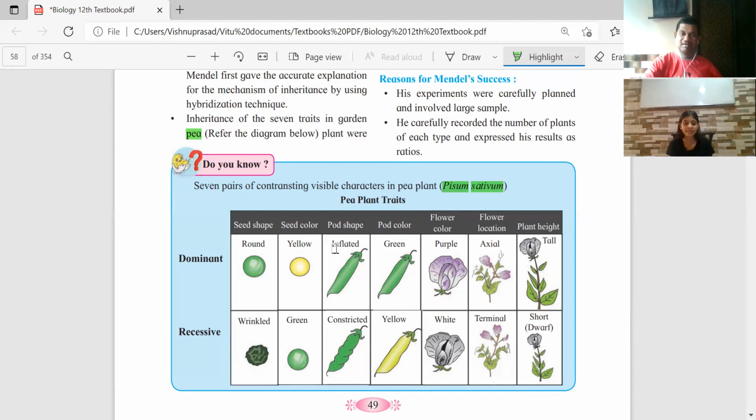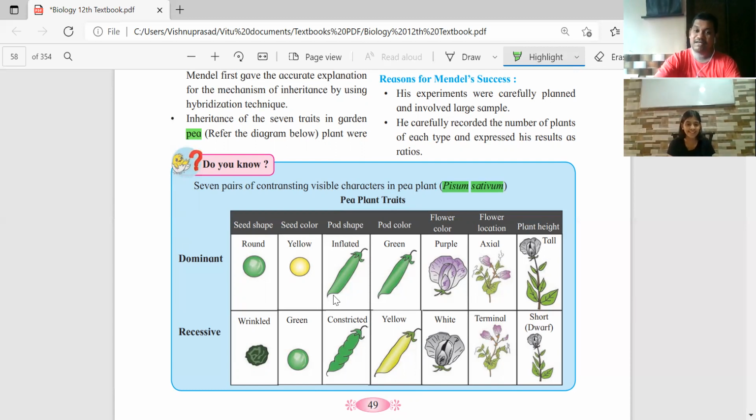Yes. Right. Third was the pod shape. Pod means its fruit. The peas you eat have a covering around them, right? I mean the seeds are inside. So this is the pod. Now its shape. Some of the pods were inflated. You have to use the same words. Inflated, meaning puffed up. And some others were constricted. Can you see the difference? Constricted, yes, wrinkled type.